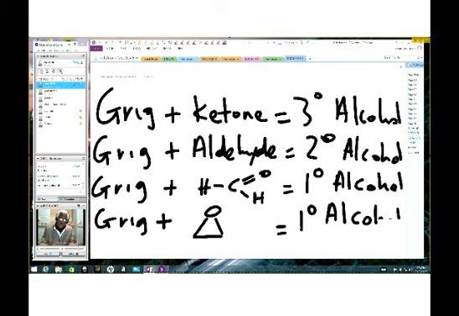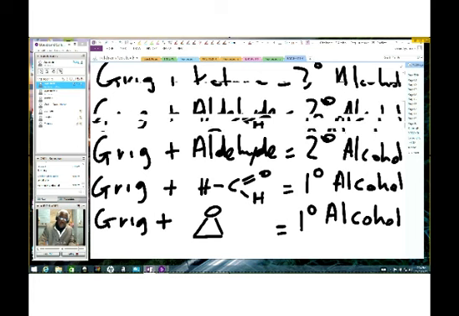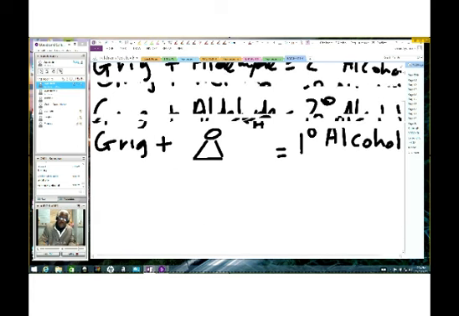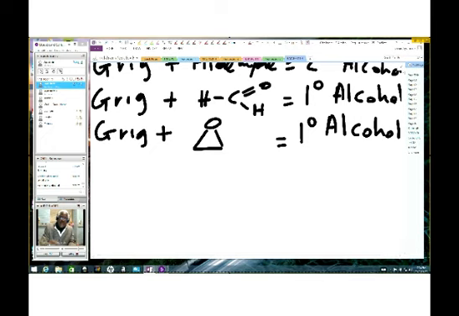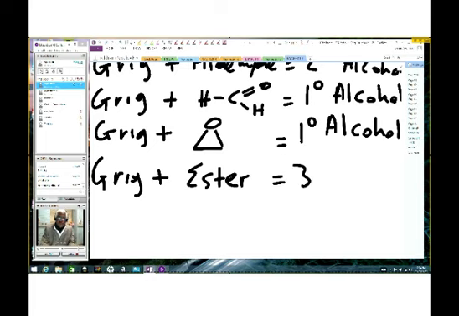Okay, let us continue. A Grignard plus an ester, you get a tertiary alcohol, just as in the case of a ketone reacting with a Grignard reagent, you get a tertiary alcohol.